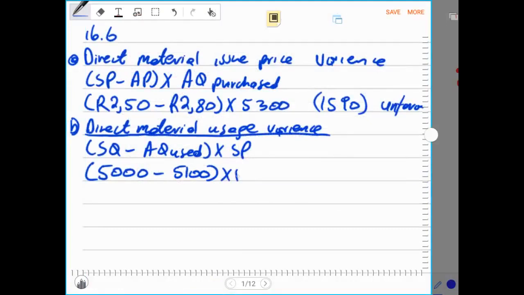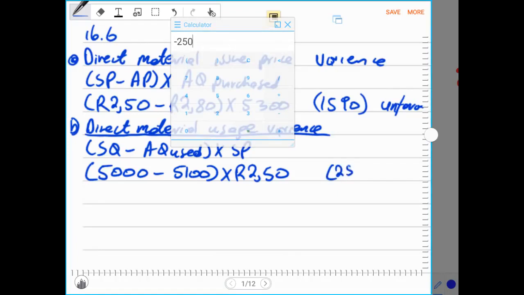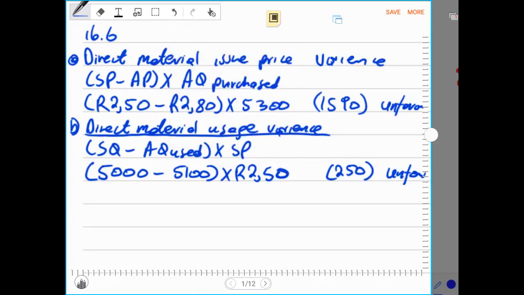Then we multiply this by the standard price of material, and our standard price of material is 2 Rand 50 cents. Therefore, from here we can calculate our material usage variance. 5,000 minus 5,100, and we multiply this by 2 Rand 50 cents. It will give us 250 as our unfavorable variance. That is unfavorable.